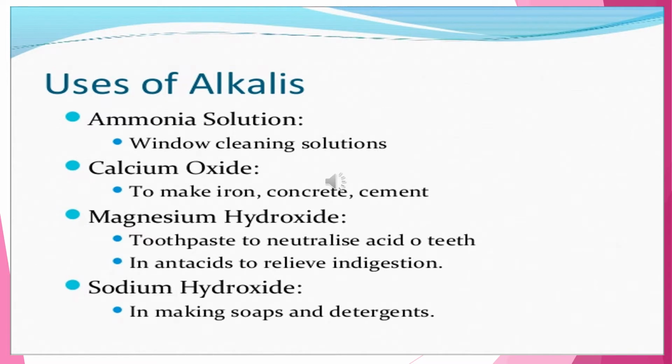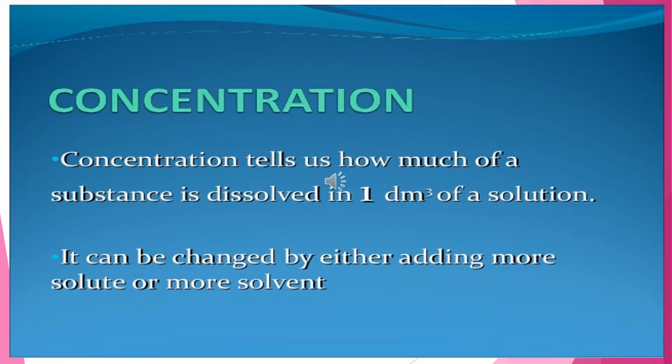Uses of alkalis: ammonia solution, for example in window cleaning solution; calcium oxide to make iron, concrete and cement; magnesium hydroxide in toothpaste to neutralize acid on teeth, and in antacids to relieve indigestion; sodium hydroxide in making soap and detergent.